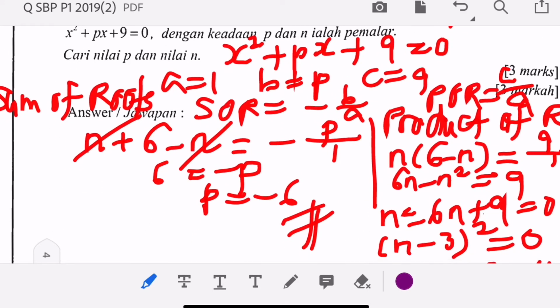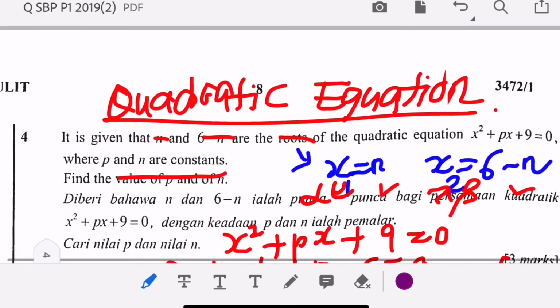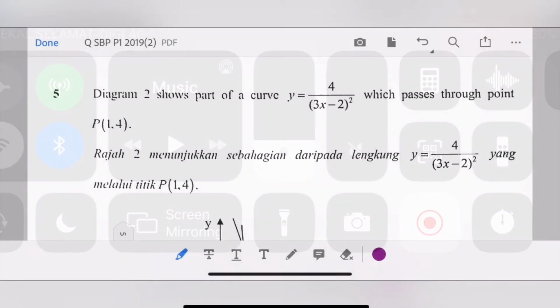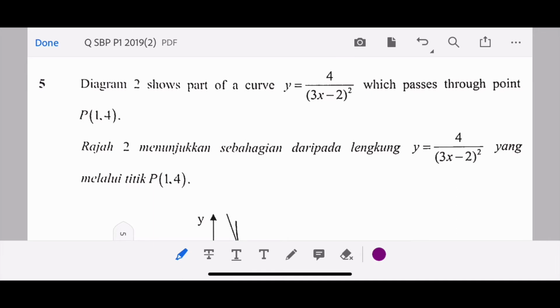What topic is that? Do you know? I think it's a Form 4 topic also. It's under differentiation. Differentiation consists of many skills. Let's go through the differentiation. Let's see this question.